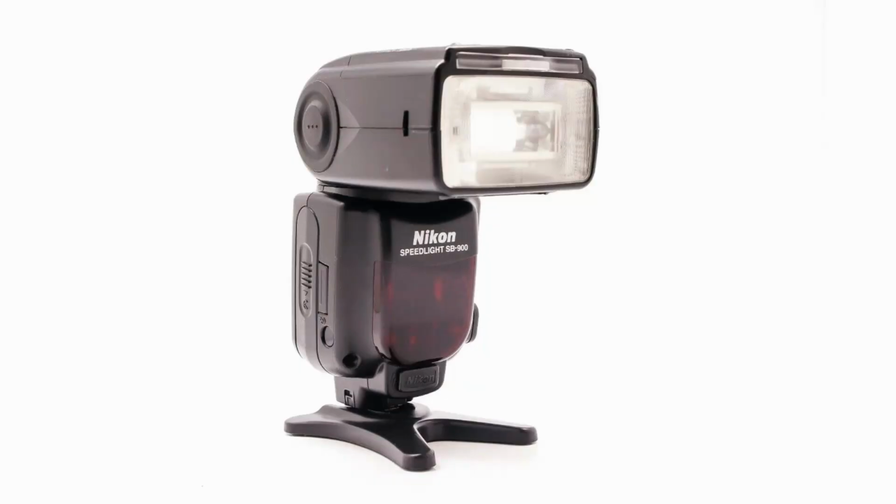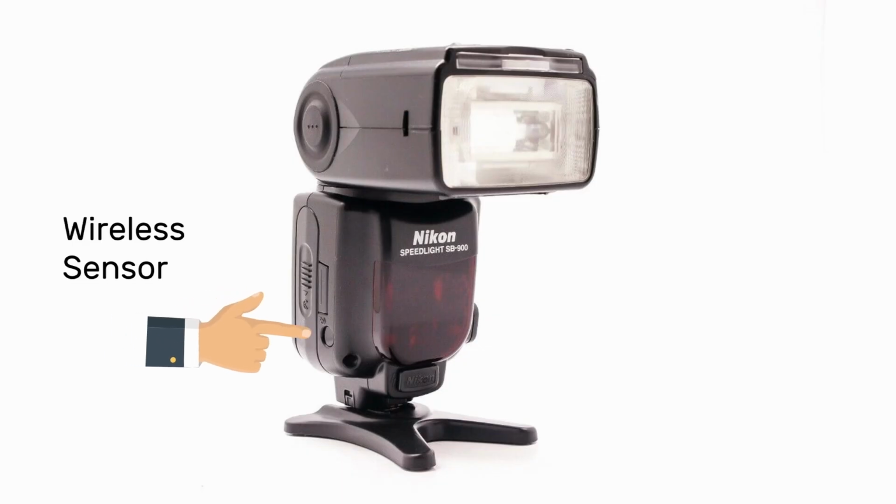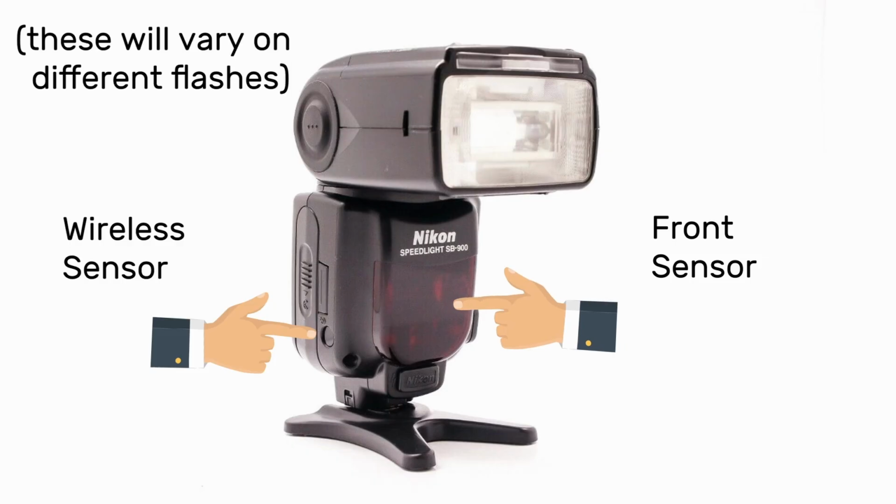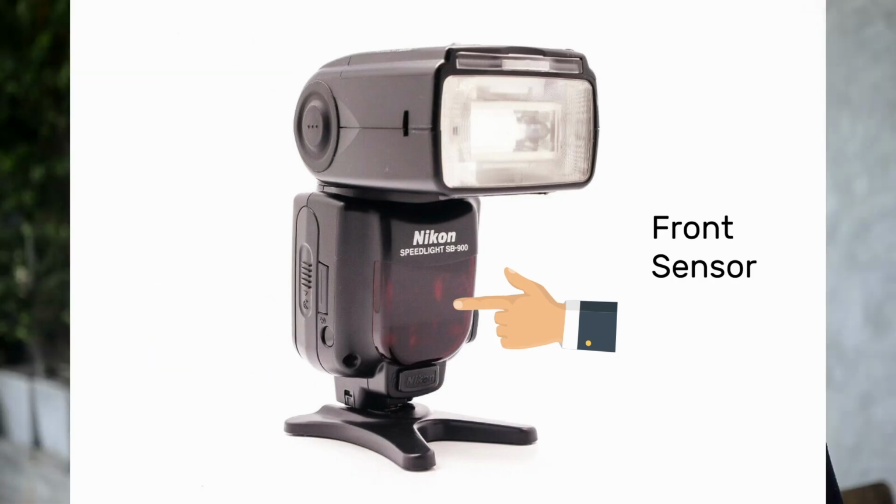Make sure that the sensors on the flash are pointing in the right directions. If there's a wireless sensor, make sure that it points towards your camera. This sensor is used to detect when you press the shutter release so that the flash will fire at the right moment. If there is a sensor on the front of your flash, make sure it's pointing towards your subject. This sensor is used to help determine the amount of light the flash must emit when in TTL or auto modes.